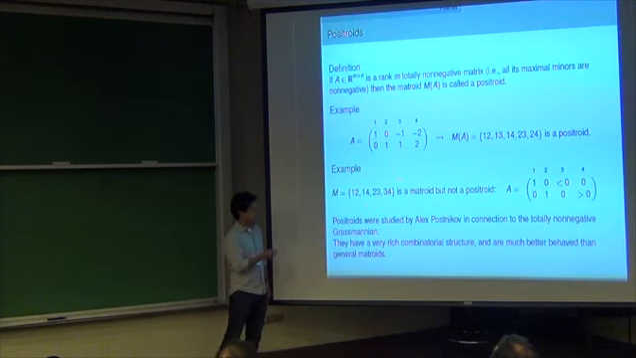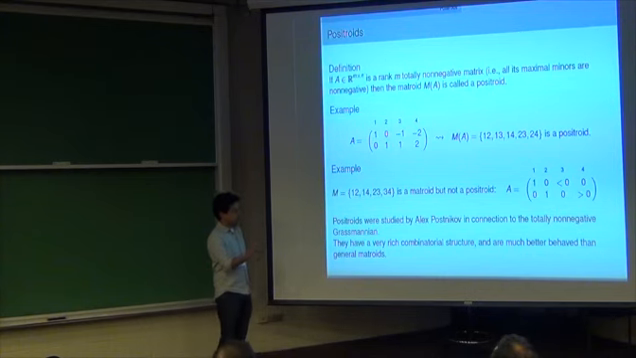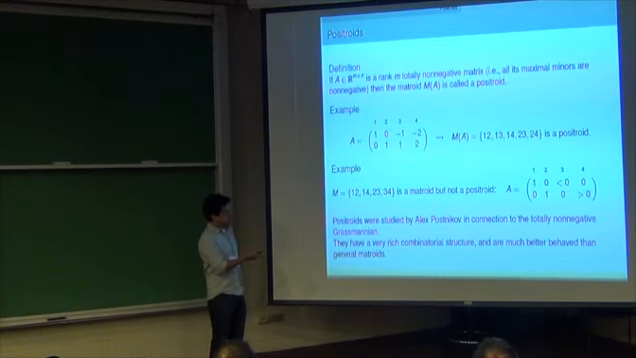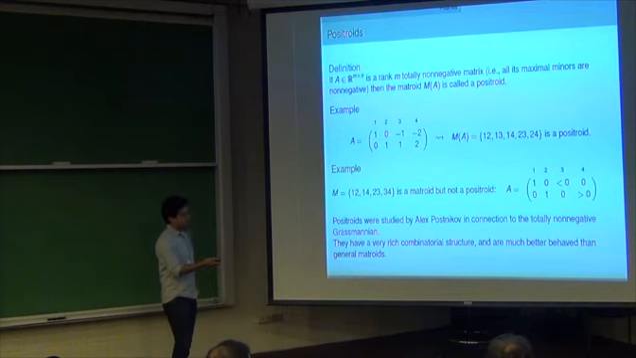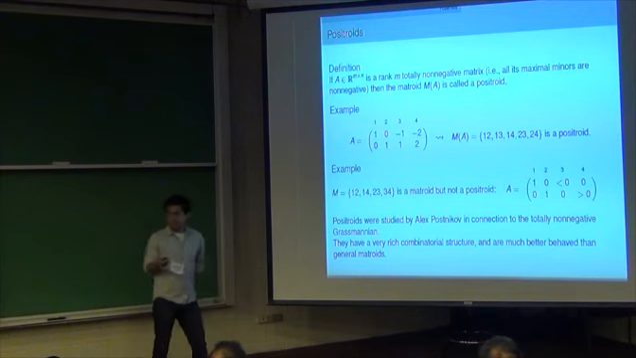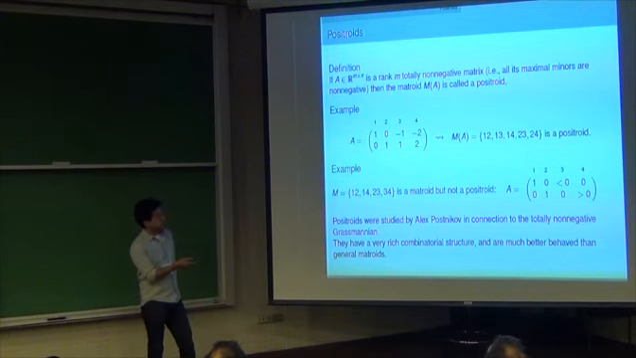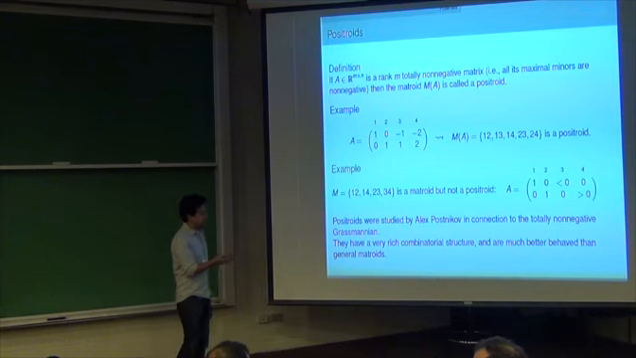Here's an example of a matroid that is not a positroid. This one here. This is a collection of subsets, a rank 2 matroid on the ground set 1, 2, 3, 4. It is a matroid. You can check that, and it comes from a matrix, but it's not a positroid. And how can we see that? Well, let's assume that you can find a totally non-negative matrix that gives you this matroid, where this is the collection of maximal minors that are positive.